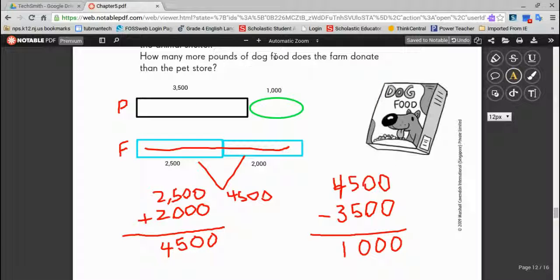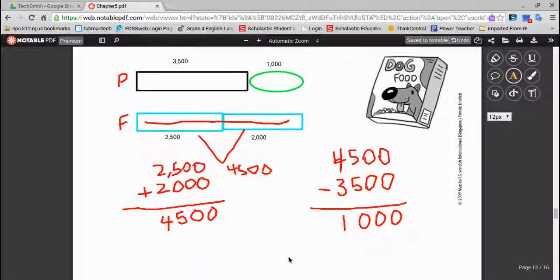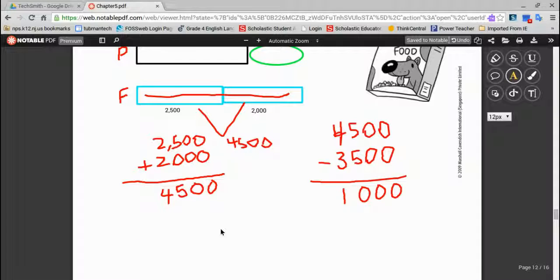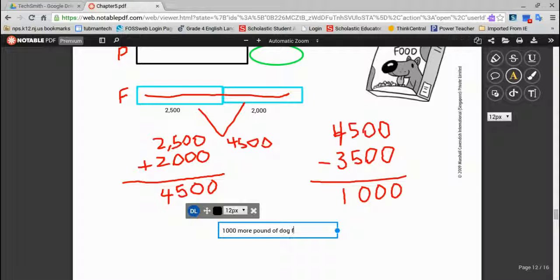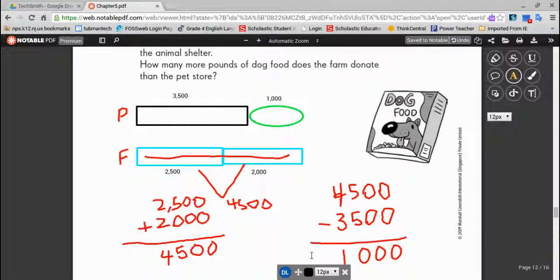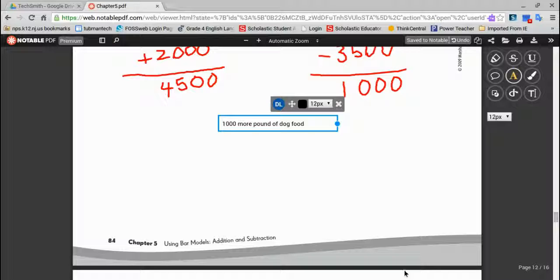Okay, so let's answer the question. How many more pounds of dog food does the farm donate than the pet store? Well, the farm donates 1,000 more pounds of dog food. Okay, and that's page 84.